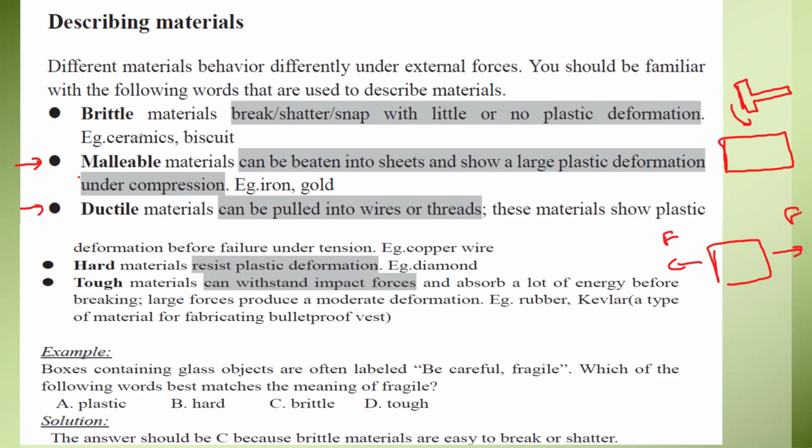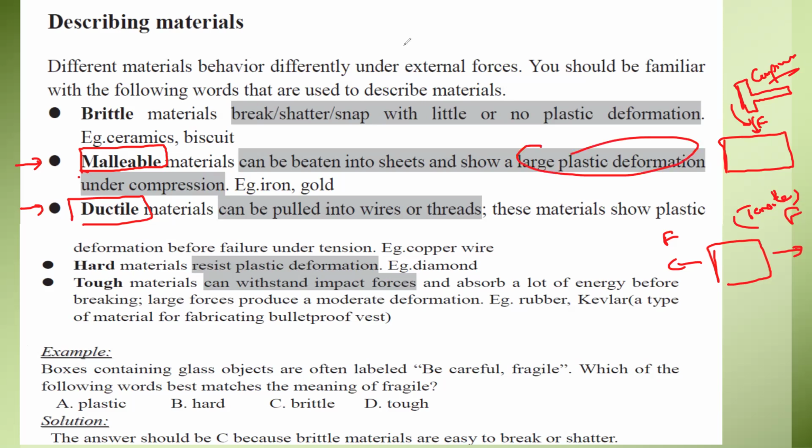So there is a difference between malleable and ductile. Malleable is under compression and ductile is under tensile force. For a material to be ductile, the force must be tensile, which means stretching. For a material to be compressed, the force should be a compressive force. So malleable deforms under compression, whereas ductile deforms under stretching. For both cases, it should have a large plastic deformation.